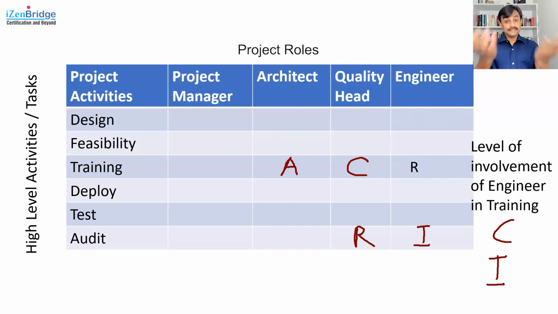So consult, taking advice, they are involved in designing that particular activity. Informed, they are not involved in designing that particular activity. They just need to be informed because the information may impact some of their activities. Some of the engineers' activity for today may get impacted because audit is happening in our project. So this is the simple RACI tool.